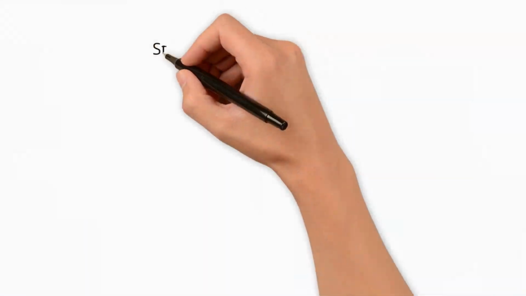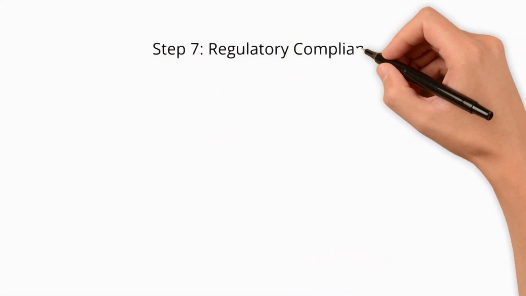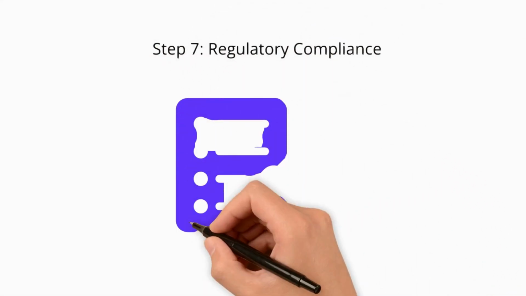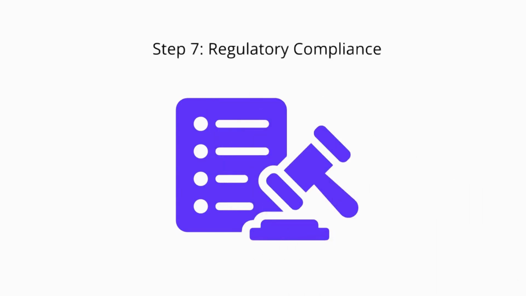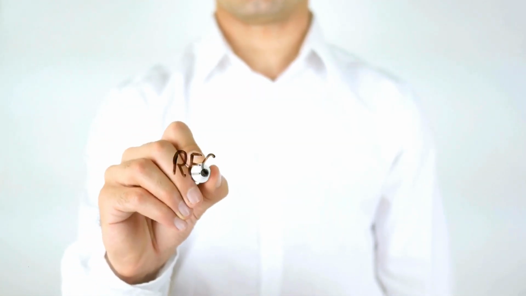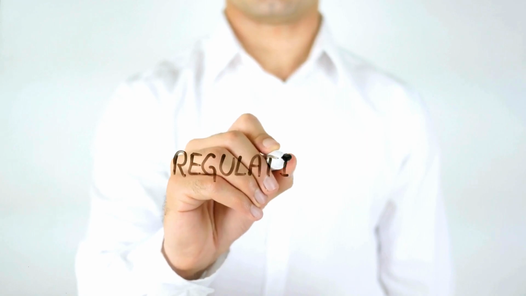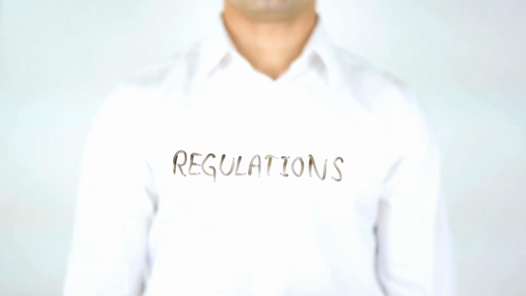Step 7. Regulatory compliance. Legal review. Ensure all planned activities are compliant with local regulations and internal compliance policies. Continuous monitoring. Set up a system for ongoing monitoring of regulatory changes that may impact your strategy.